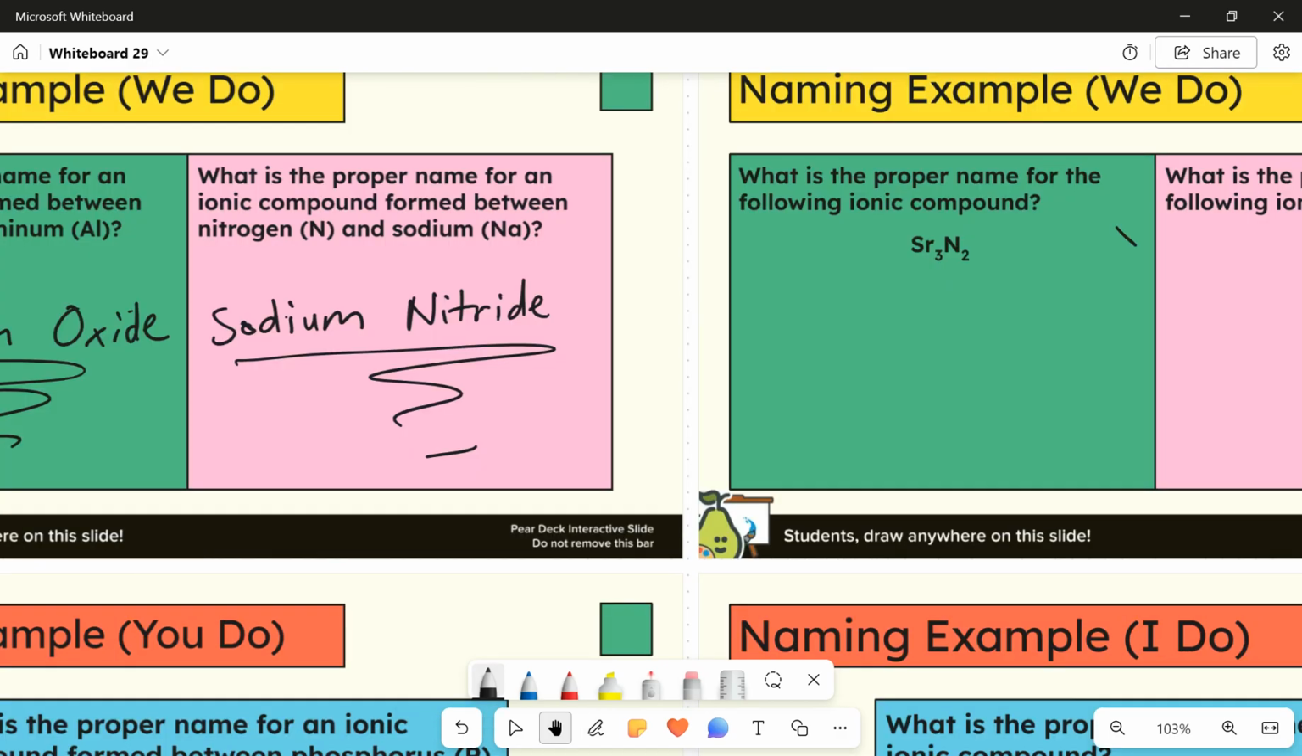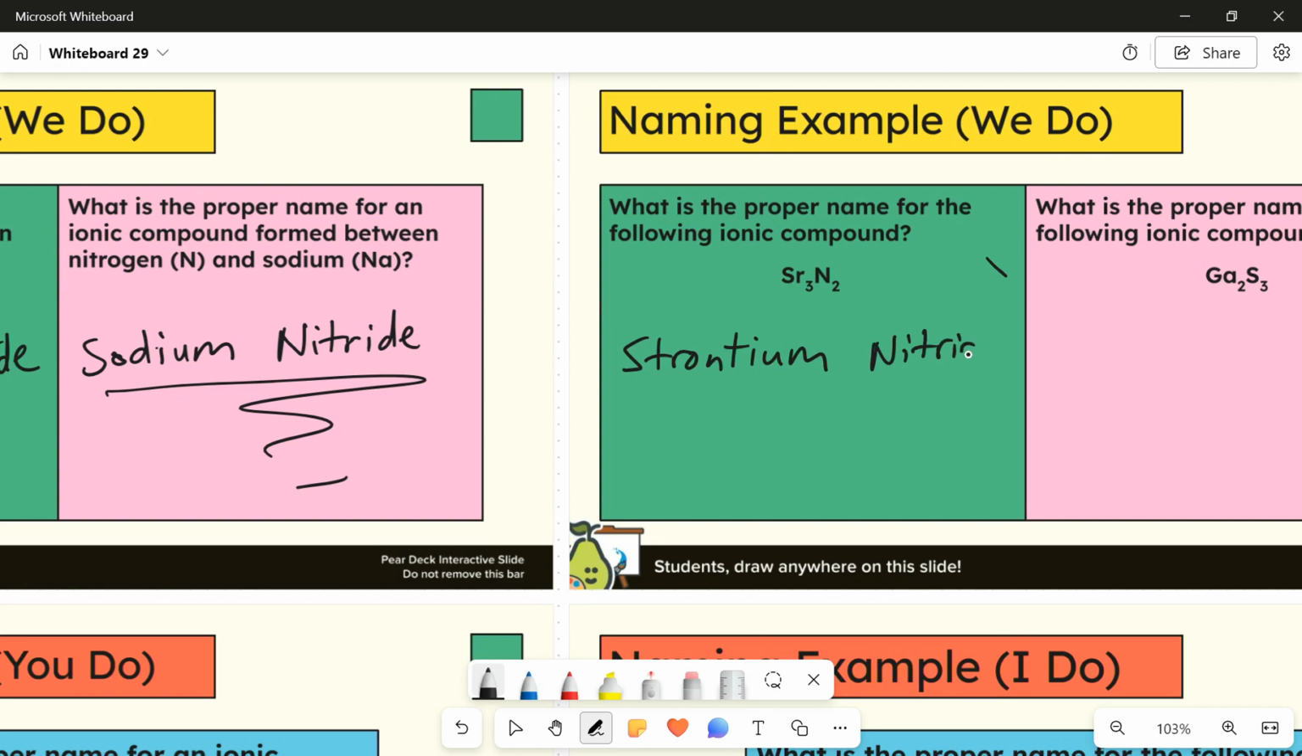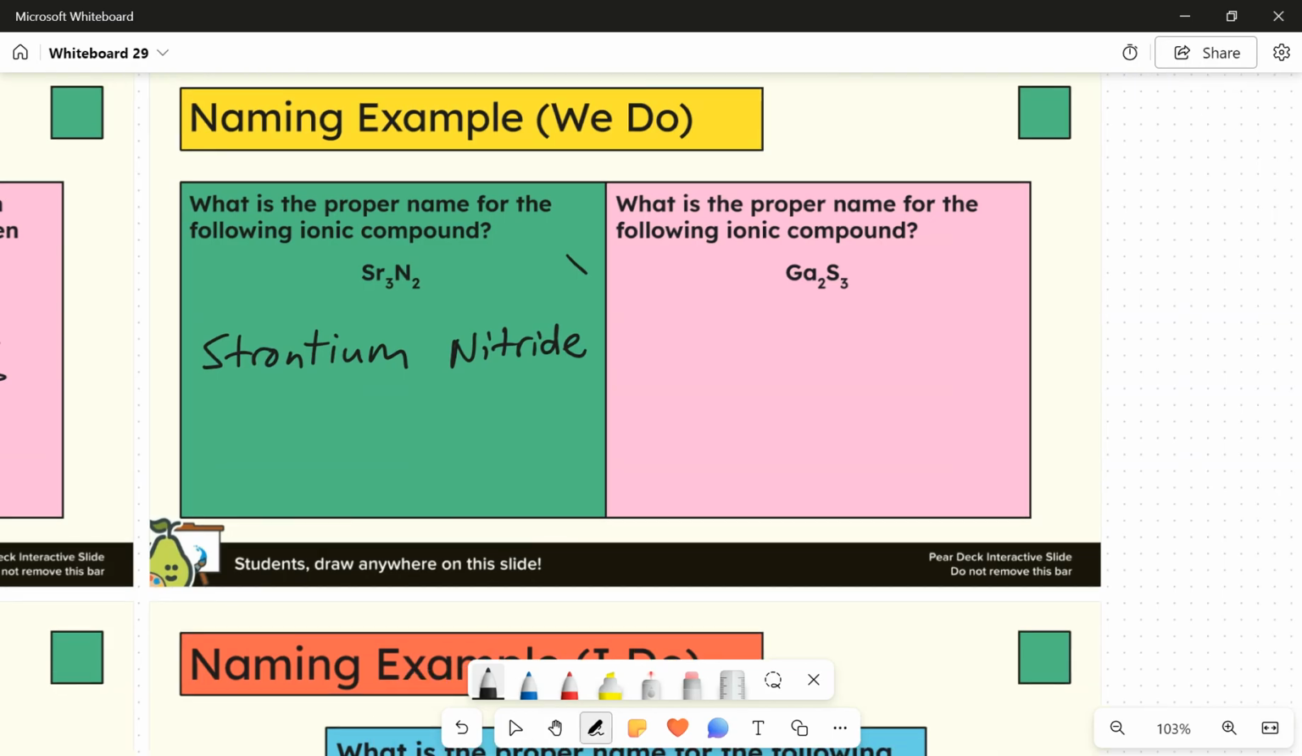Sr3N2. Sr is strontium. And N2, that's nitrogen. As we saw in the previous one, it's just nitride. Ga3S. Ga is gallium. And S is sulfur, which becomes sulfide.